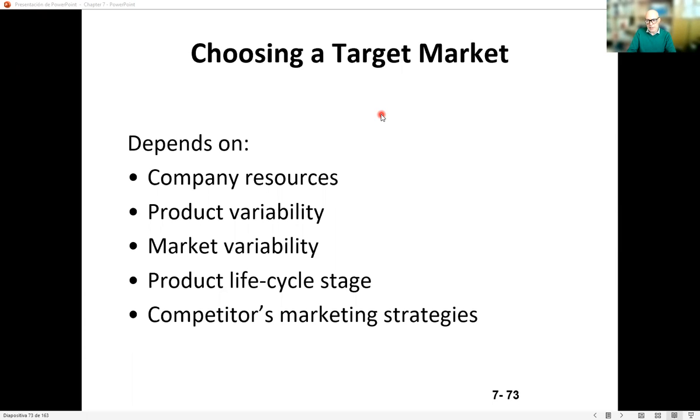The product life cycle stages: in the first stages of the product life cycle, typically companies target a fewer number of segments, and then when the market matures, in order to stay more in the market, they target other additional segments. And it also should be taken into account the competitors' marketing strategies, because if, for example, your competitor follows a differentiated targeting strategy, following an undifferentiated strategy would be very hard for you.